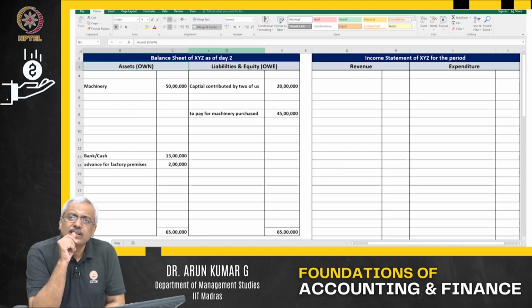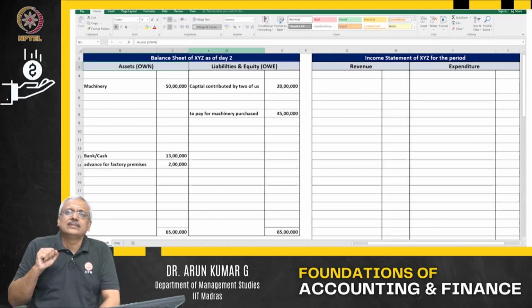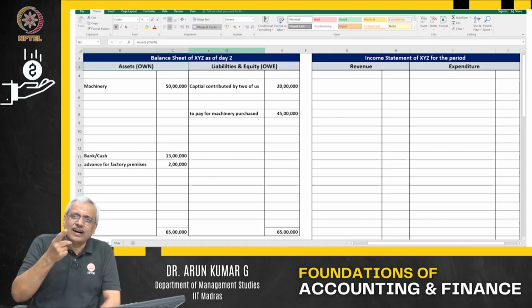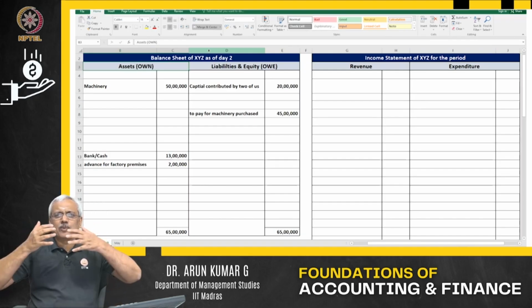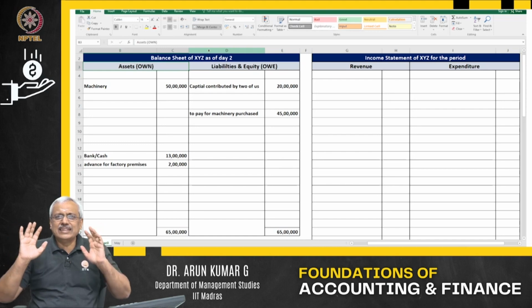Let me take a transaction. I purchase raw material worth about 5 lakhs on a 30-day credit. Now what has happened? Raw material is in your possession. Agreed? Raw material is in your possession.